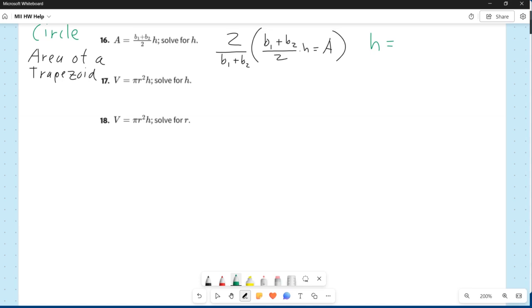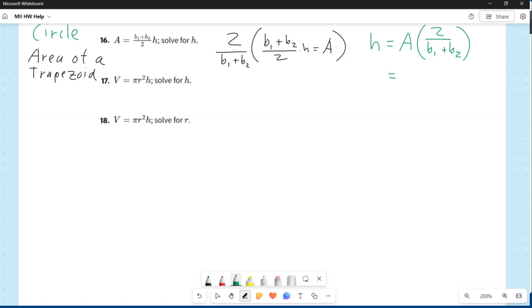We're actually almost done with this problem because we've got H by itself, and now I just need to figure out what's going to be on the right-hand side. On the right-hand side, we're going to take A and multiply by this reciprocal, this 2 over (B1 plus B2). And it's actually not out of the question that you could leave it like this. You could leave it as A times 2 over (B1 plus B2). And that could be your answer. That's actually not a bad format for our answer.